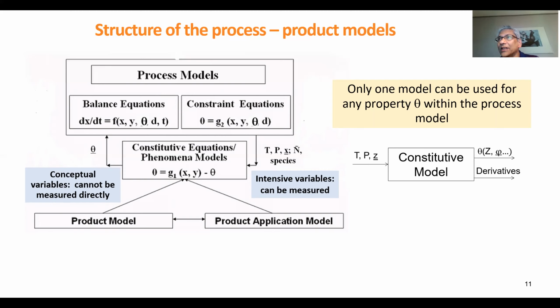Also, what we can see is that with the constitutive model, given the temperature, pressure, composition, and compound IDs, we get the theta, that is the property, but we also get the derivatives. These derivatives are with respect to temperature, pressure, and composition of the property. And in many cases, these derivatives cannot be ignored.